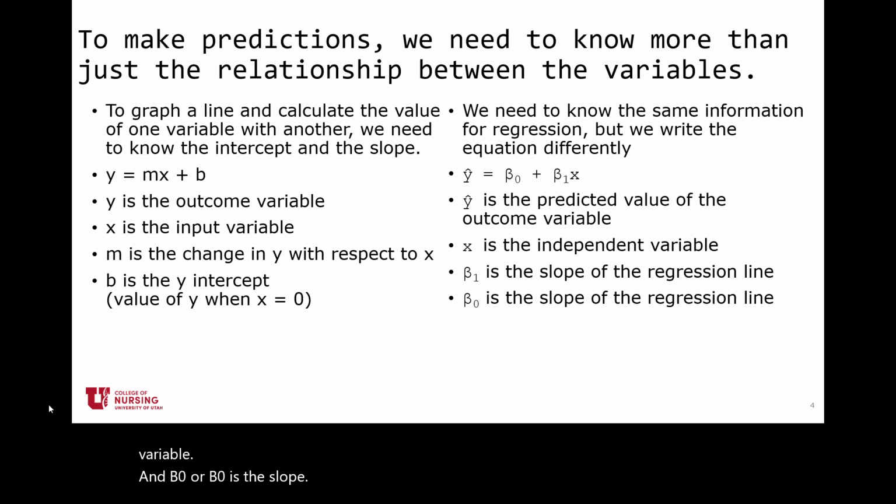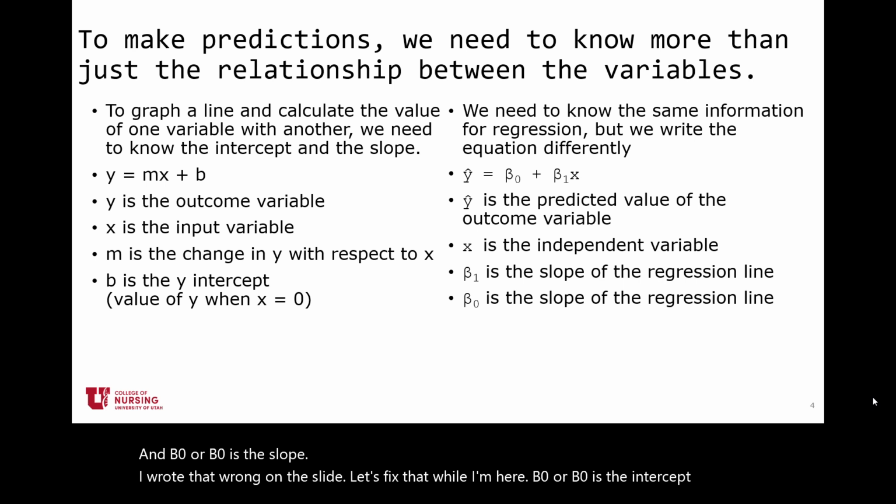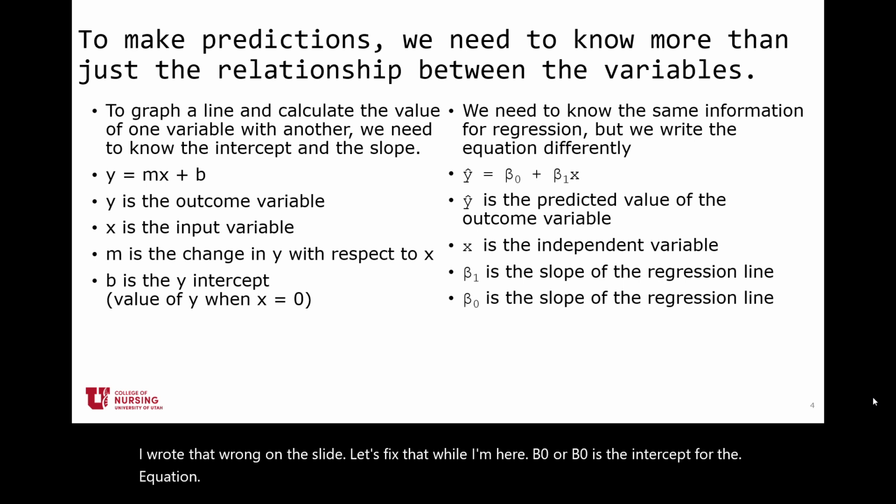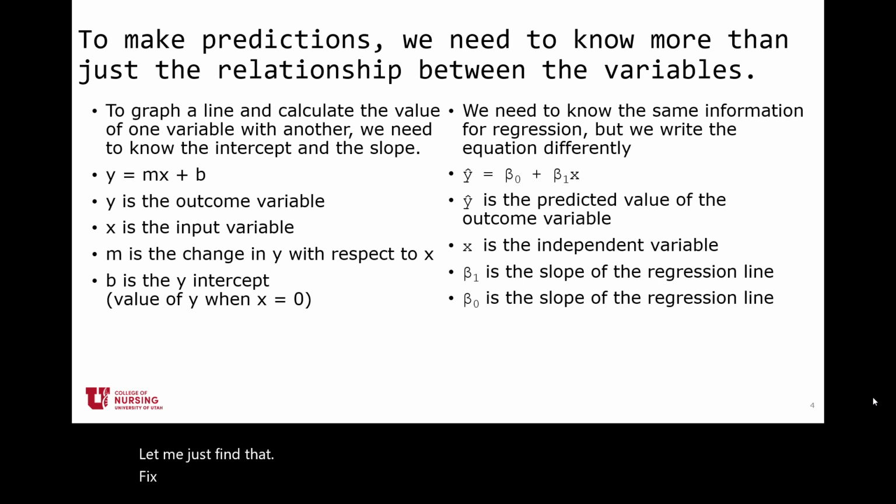I wrote that wrong on the slide. Let's fix that while I'm here. B naught or B0 is the intercept for the equation. Let me just find that and fix it. Okay.